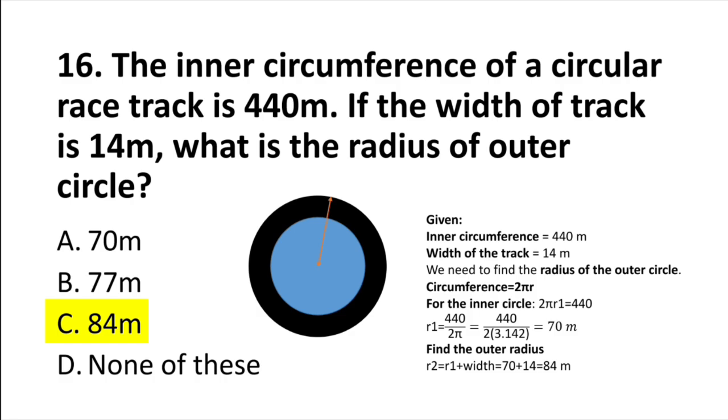As we have to find the radius of the outer circle, the outer circle includes the track also, the black track, right? The circular track. And its width is mentioned as 14 meters. So the total radius will be the inner circle radius plus the width of the track, which is 70 plus 14 equals 84 meters. 84 meters is the radius of the outer circle. Option C is correct.